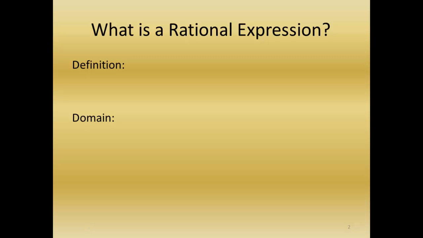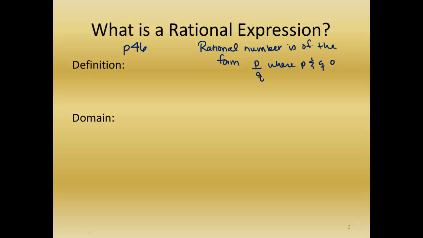Alright, we're going to start with a definition. What is a rational expression? I'm taking this definition from page 46 of your textbook, and I'm going to actually remind us what a rational number is first. So a rational number is of the form P over Q, where P and Q are integers.